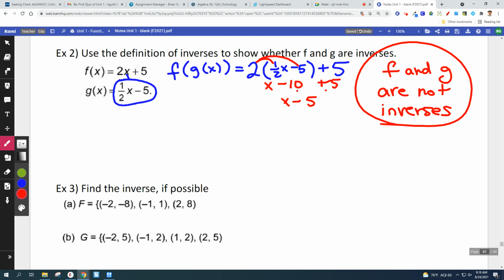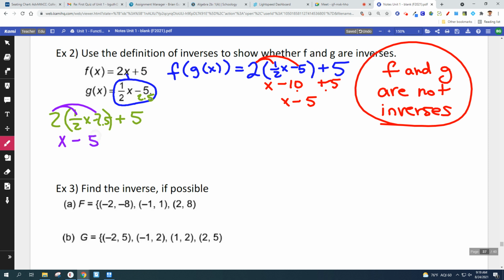I guess if I had to fix this so that they were inverses, maybe if I made this 2.5 right here, maybe instead of 5, if that was 2.5, I'd have 2 times something plus 5, and then 1/2 x minus 2.5. When I distribute, 2 times 1/2 x is x, 2 times minus 2.5 is minus 5, plus this 5. Now those two cancel out, and I'm just left with x. Boom, that looks good. Okay.